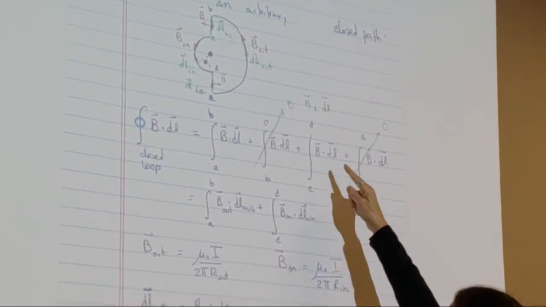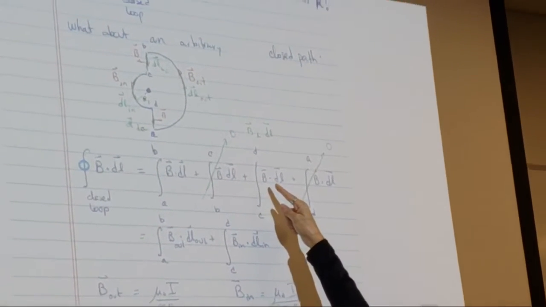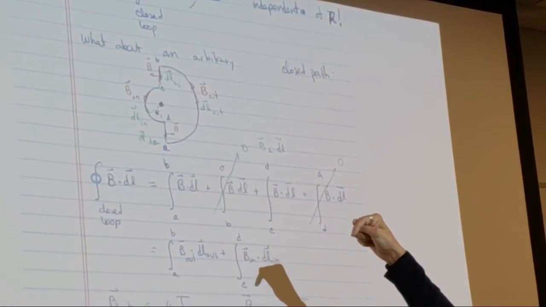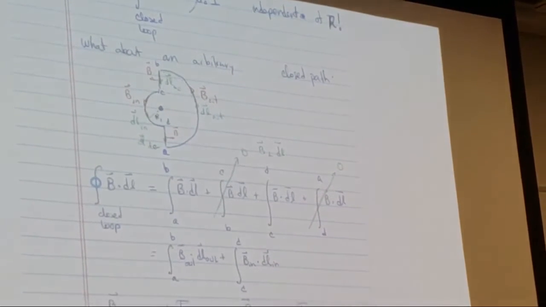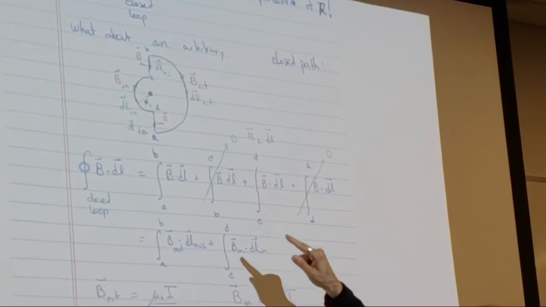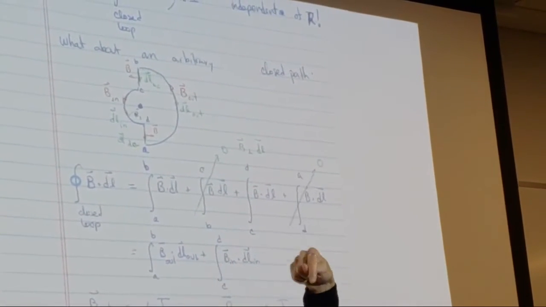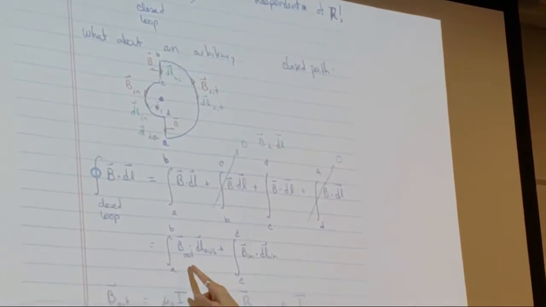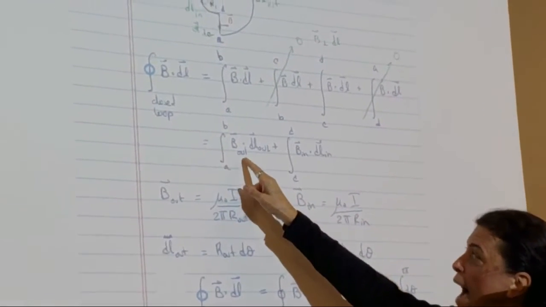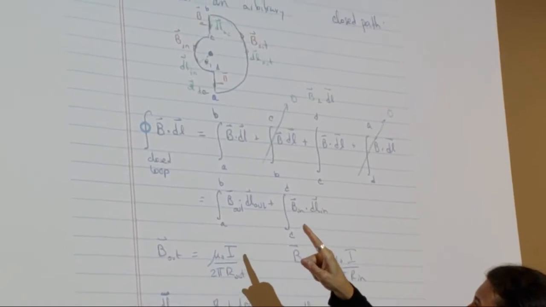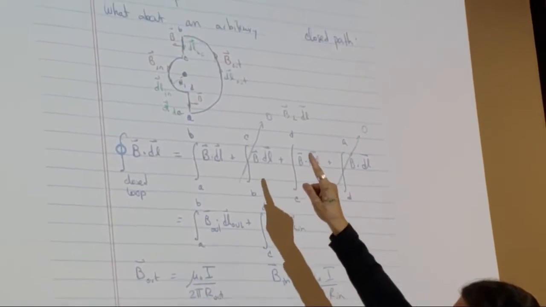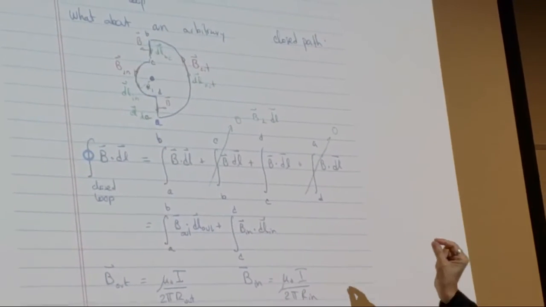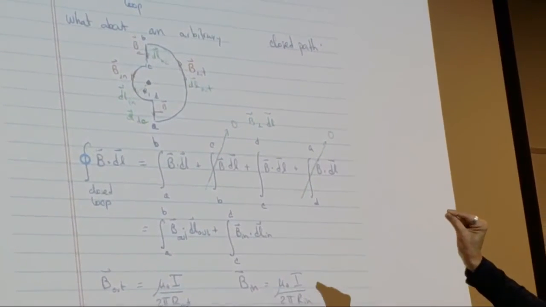Then from C to D goes through the little circle. Again, I'm going parallel to B along the circle of radius R1, so I'm leaving it like that, and from D to A, again, dl and B are perpendicular to each other, so they cancel out. So I'm left with these two terms, which is the magnitude of B out, meaning the magnitude of the magnetic field traced by the larger radius, plus a term where the magnetic field corresponds to the magnitude of the magnetic field at a smaller radius.